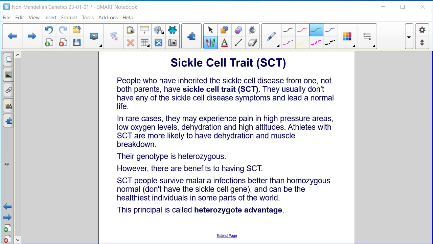However, there are benefits to having SCT. SCT people survive malaria infections better than homozygous normal, those who don't have the sickle cell gene, and can be the healthiest individuals in some parts of the world. This principle is called heterozygote advantage.